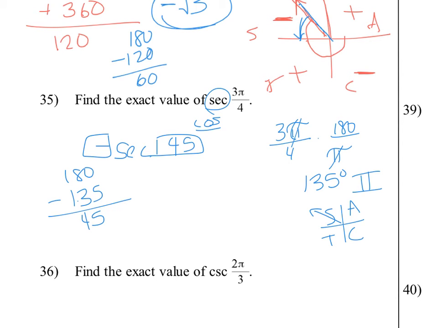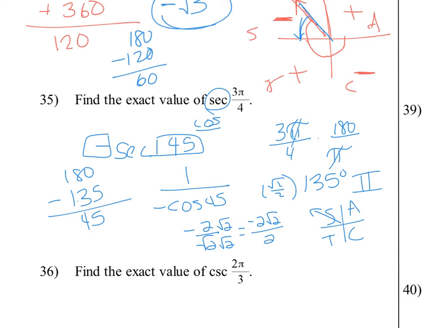You could do that with a right triangle. You could do that the reciprocal of cosine of 45. It doesn't really matter. It's the same as 1 over negative cosine of 45. So you flip the cosine of 45. Since the cosine of 45 is radical 2 over 2, you flip it, it'd be negative 2 over radical 2, and then rationalize. The 2's cancel out, and we are just left with negative radical 2.